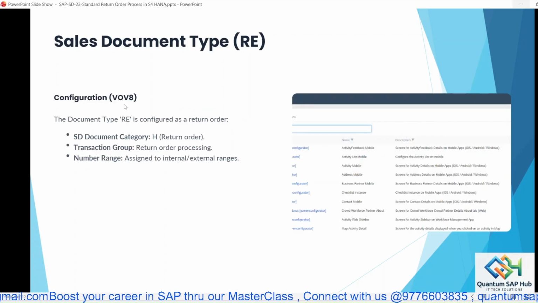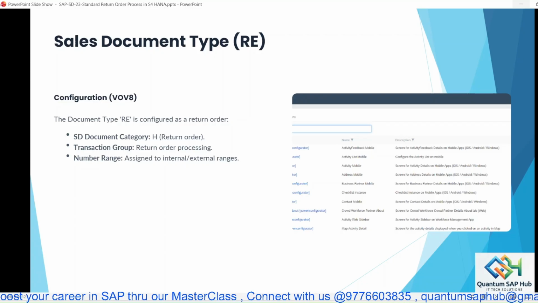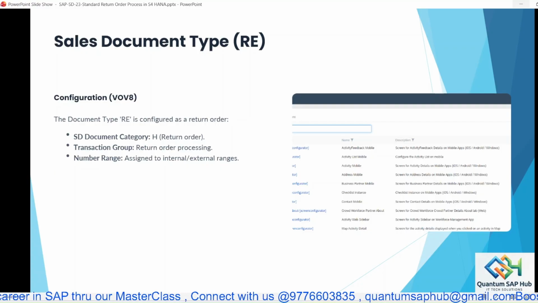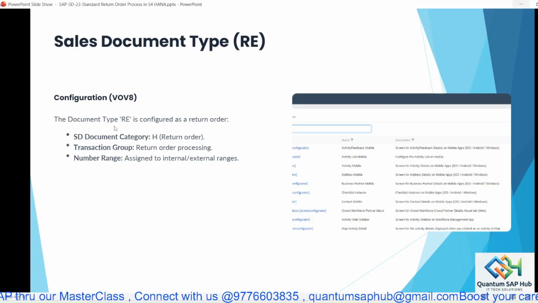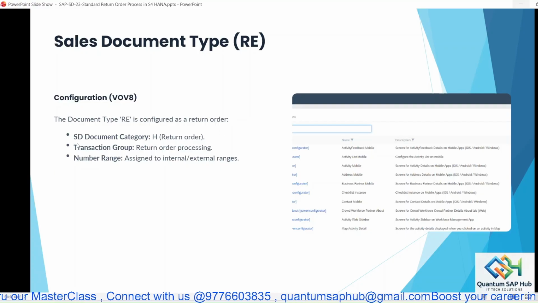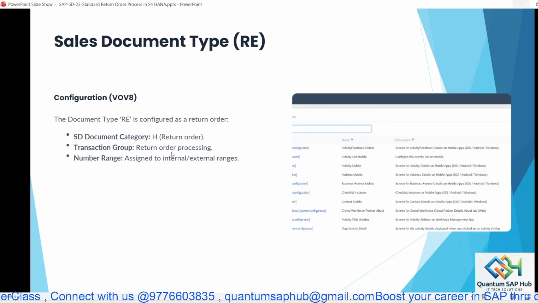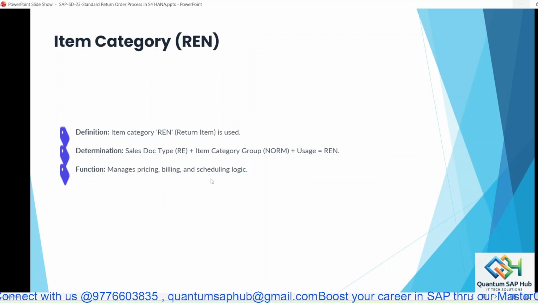I have already shown you the sales document type configuration, plus I have given them for 20 kinds of orders. So in VOV8, the RE document type is configured for return order. The document category is H, and the transaction group is return order processing. Then assign the number range.